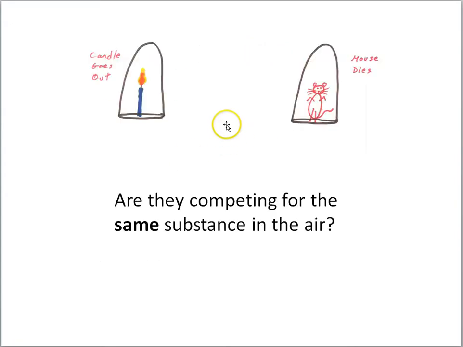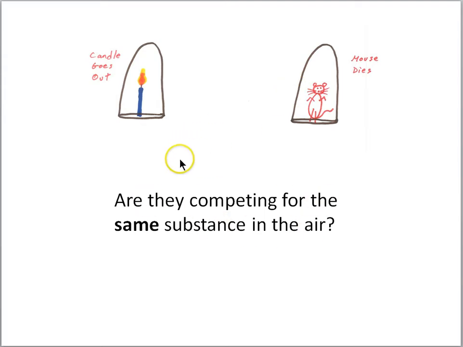So at this stage then, we have this idea that the flame needs something in the air, but it's not CO2. The mouse needs something in the air, but it's not CO2. Well, what is that something? And are they the same? Or are they different? Are they competing for the same substance?